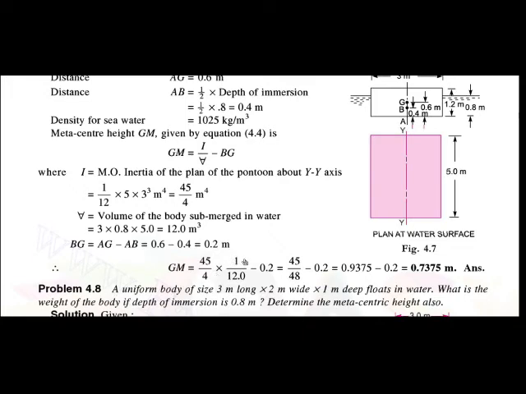So it is equal to 45 by 4 into 1 upon 12 minus 0.2. So GM is equal to, after calculating this, we get the value of GM as 0.7375 meter. So this is the answer of our problem, the value of the GM.